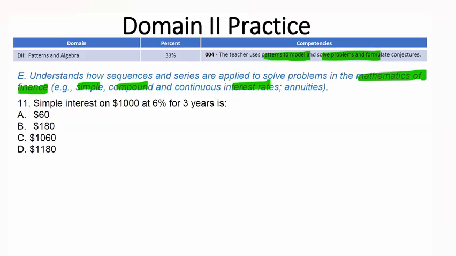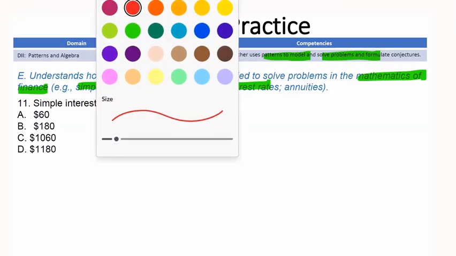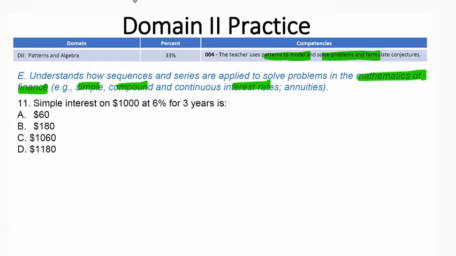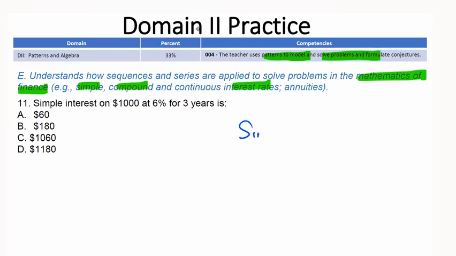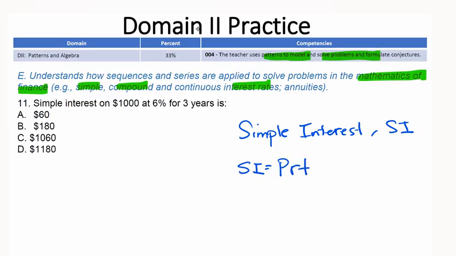So what does this mean? We're still in competency 4. Simple interest formula. This one, we need to have the formula, okay? Simple interest, or SI, is PRT. What does it mean? This means P times R times T.